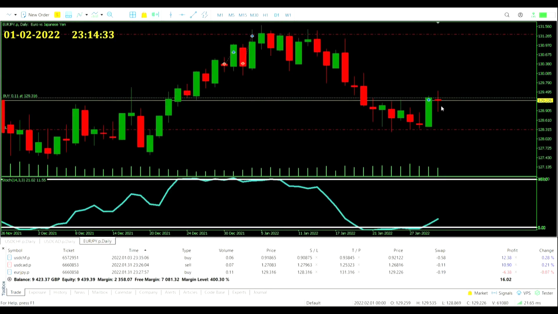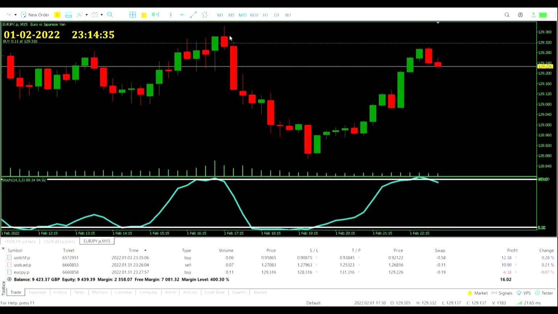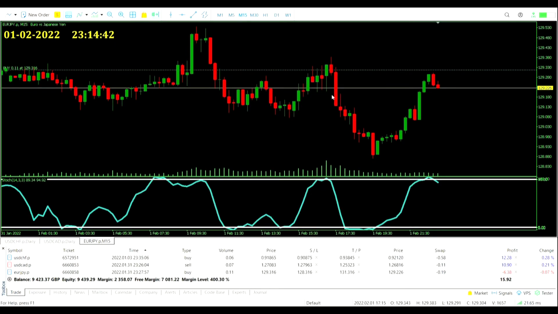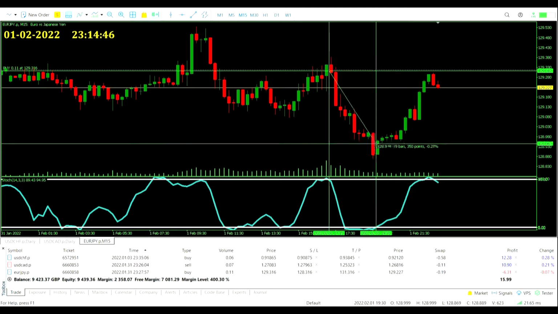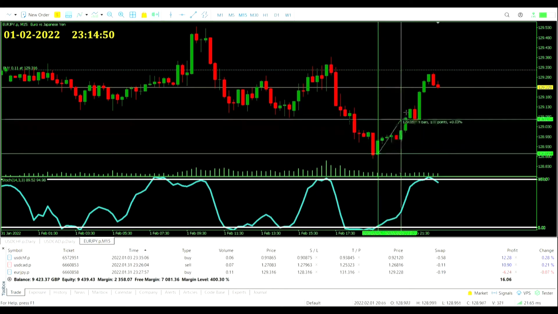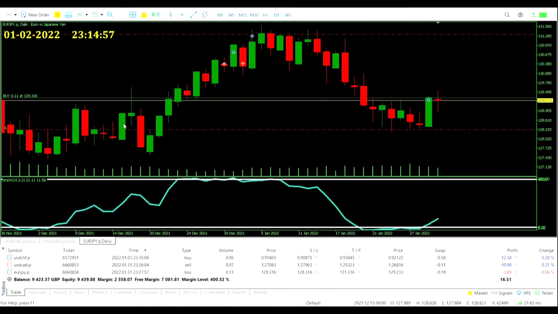Euro Japanese yen, pretty neutral day. Let's have a look on the 15-minute chart. It's been up and down on the 15-minute chart. It did take a dip this afternoon when the American market first opened, but has recovered this evening. Nothing to do on any of these charts. Let's see if we've got anything else out there.